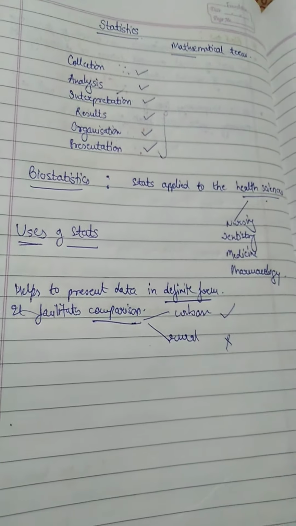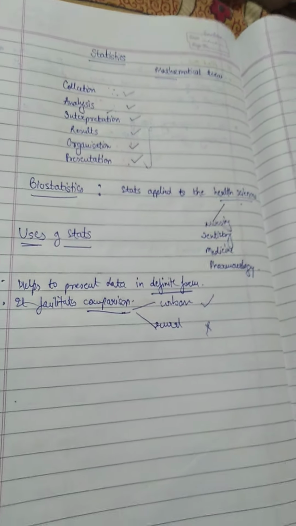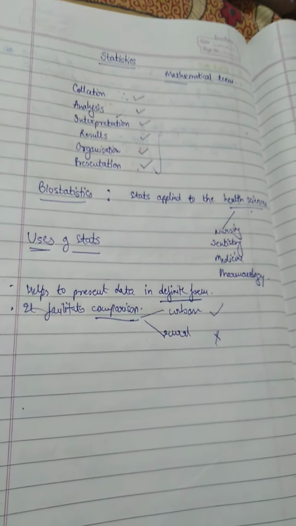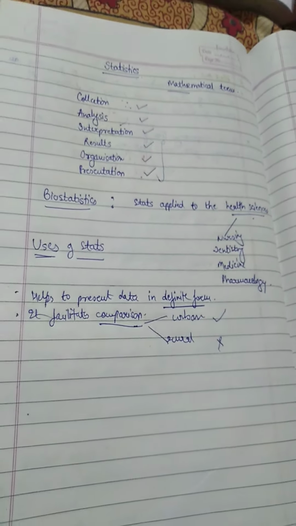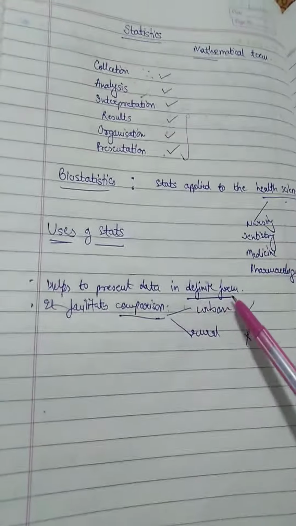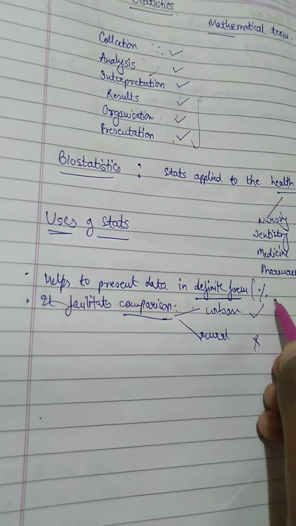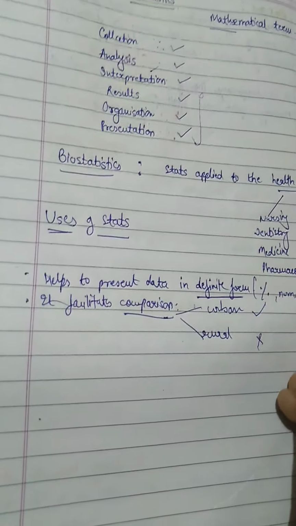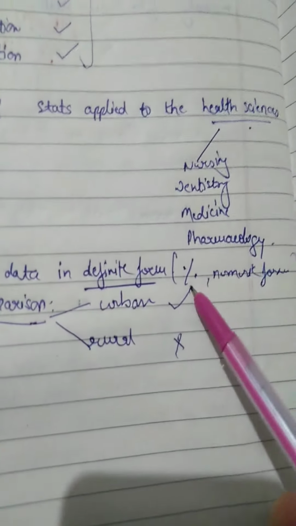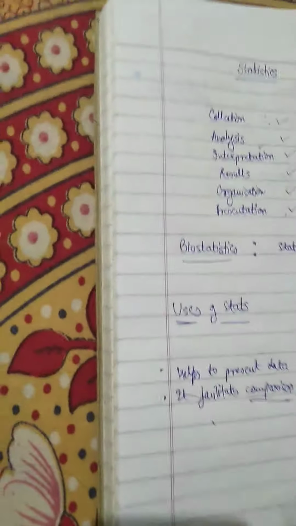For example, if you are over with your research, that is you have collected your data but you haven't analyzed it yet and haven't interpreted it yet, so it is not a beneficial study. If those results can be used as a comparison, then it comes under stat. So stat helps to present the data in a definite form, that is you're going to present data in percentages or in numeric form. It is all through stats only. Second, it helps you to make comparison.